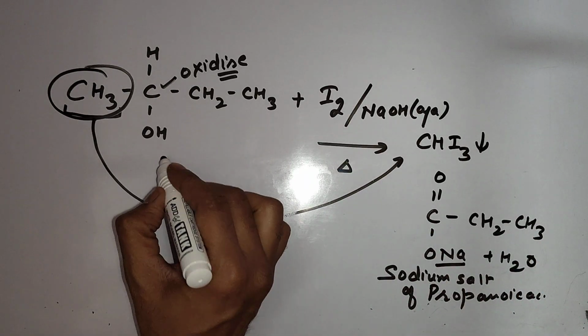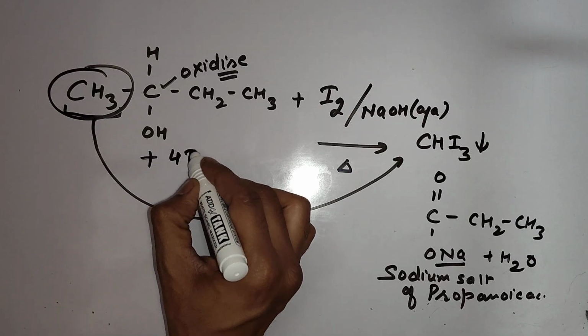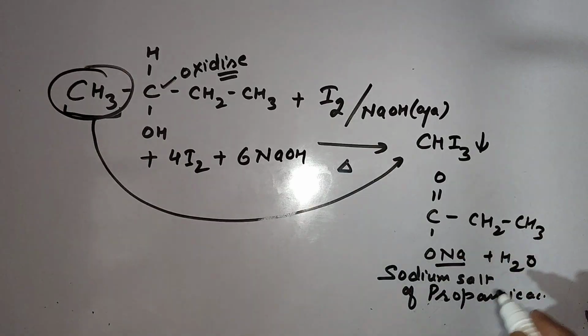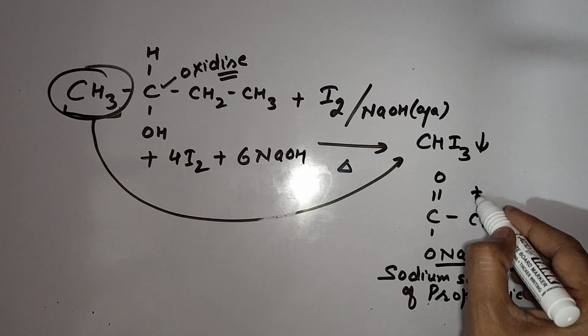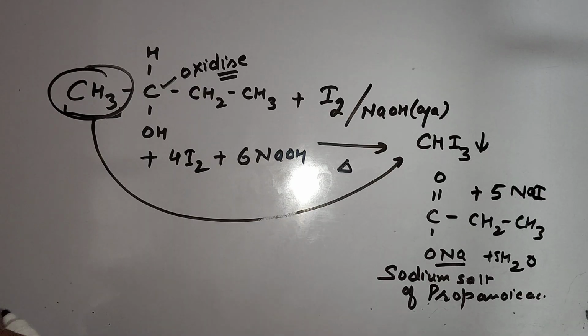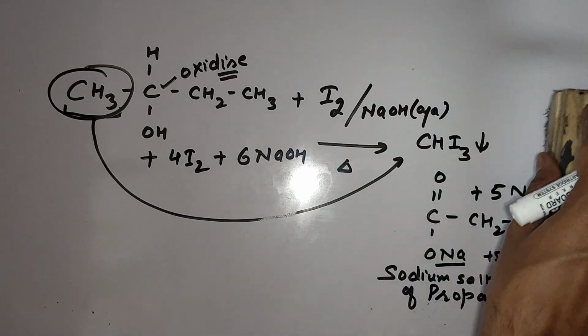And finally, you can balance the equation, just learn it. 4I2 plus 6 NaOH gives, on this side, 5H2O plus 5 NaI. Now what is the use of this test? Why are we performing it? Look.